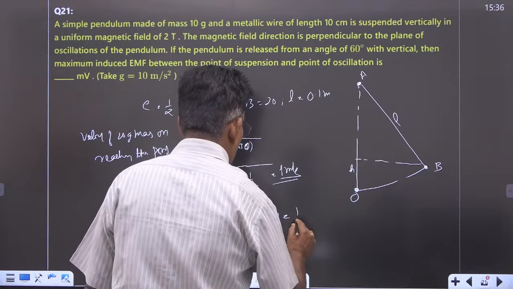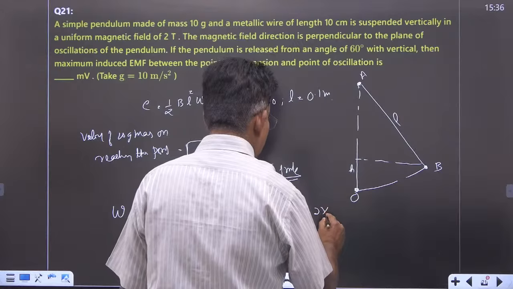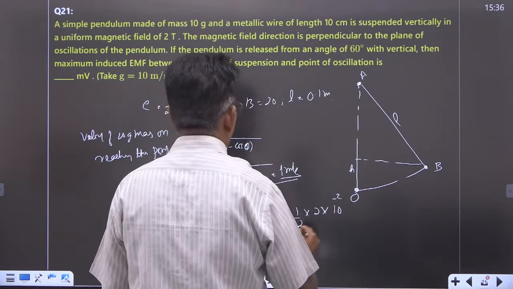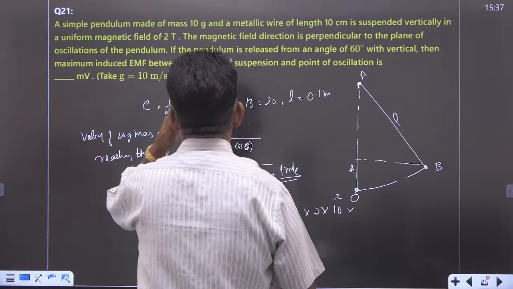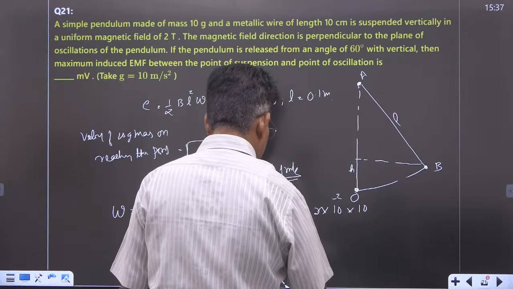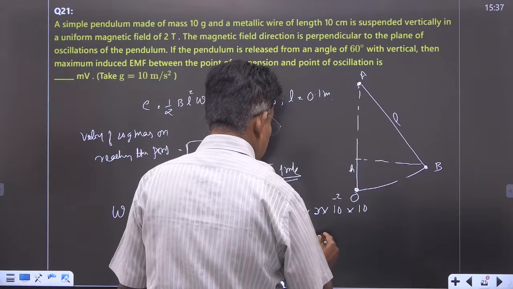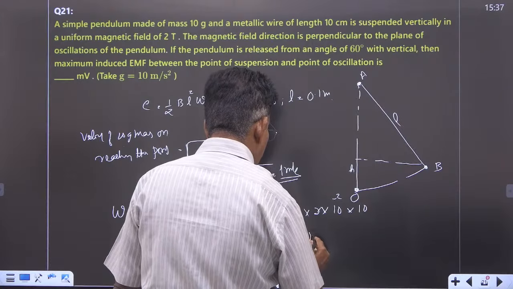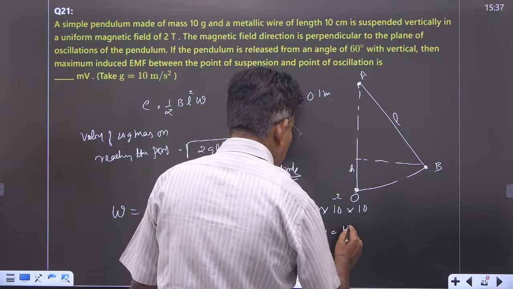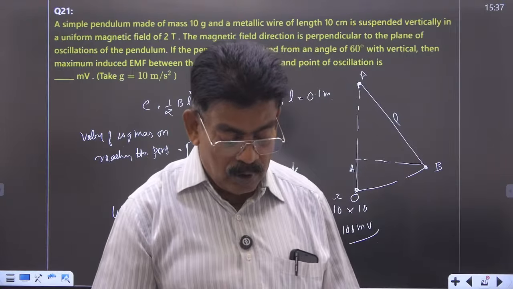E is equal to half. B is how much? 2 Tesla. Into L square, which is 0.1, that is 10 to the power of minus 1, squared, into omega. Omega is 10. That comes to be E. The induced EMF is coming to be how much? This is 0.1 volt. That is how many? 100 millivolt. I think I have to check whether the answer is 100 millivolt or not.